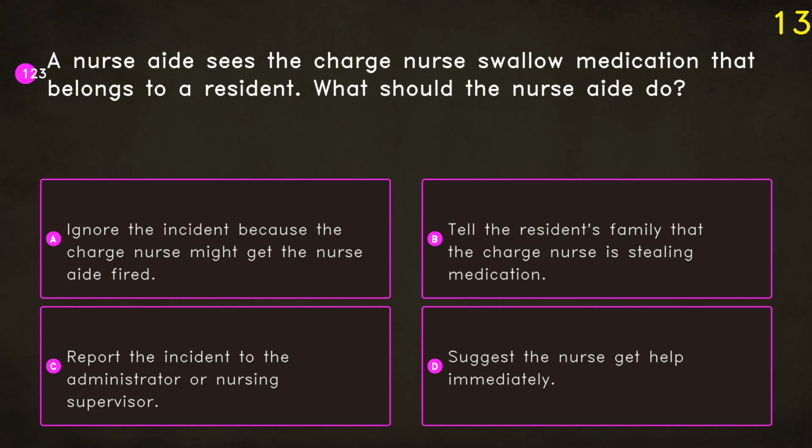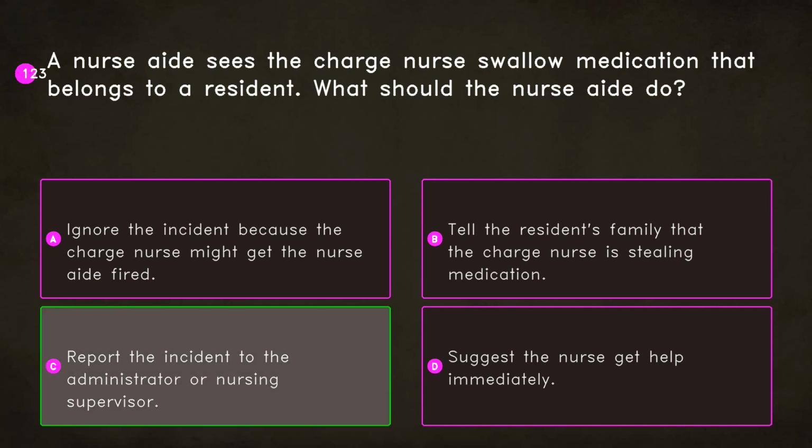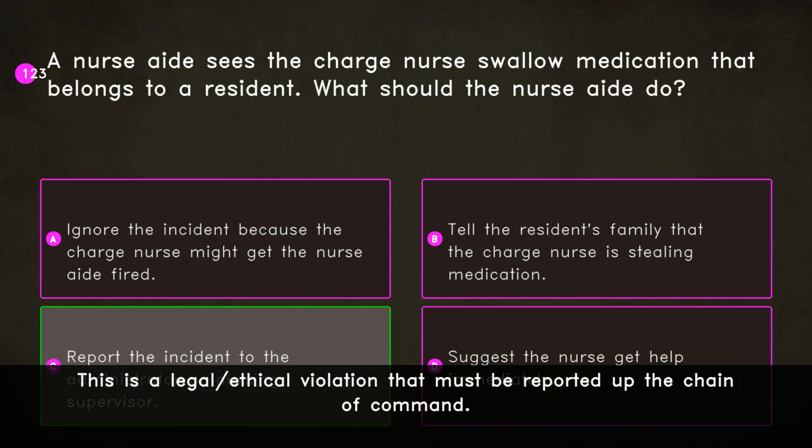A. Ignore the incident because the charge nurse might get the nurse aide fired. B. Tell the resident's family that the charge nurse is stealing medication. C. Report the incident to the administrator or nursing supervisor. D. Suggest the nurse get help immediately. The correct answer is report the incident to the administrator or nursing supervisor. This is a legal/ethical violation that must be reported up the chain of command.